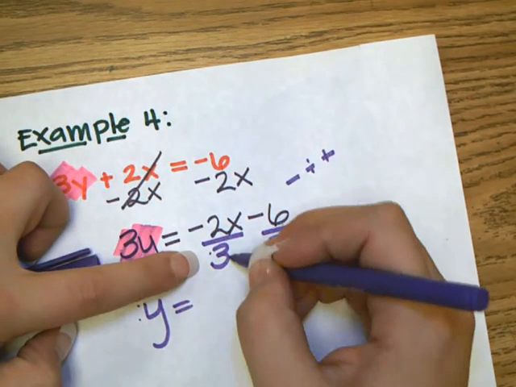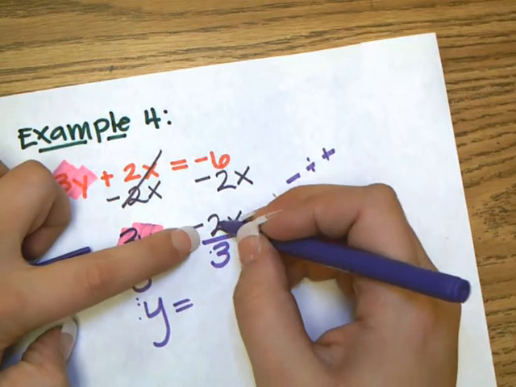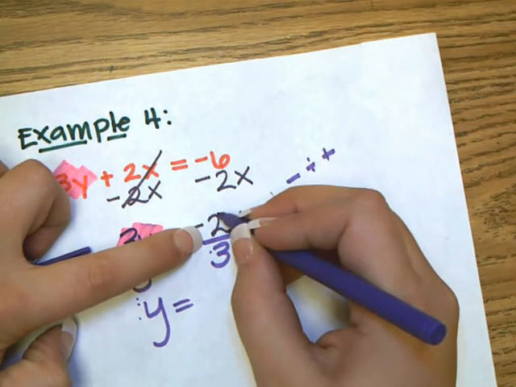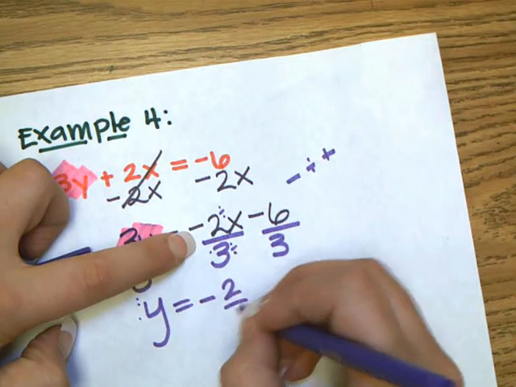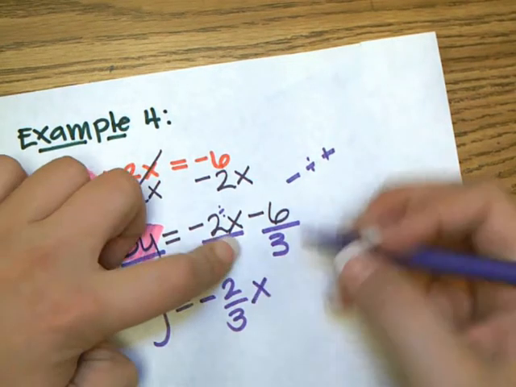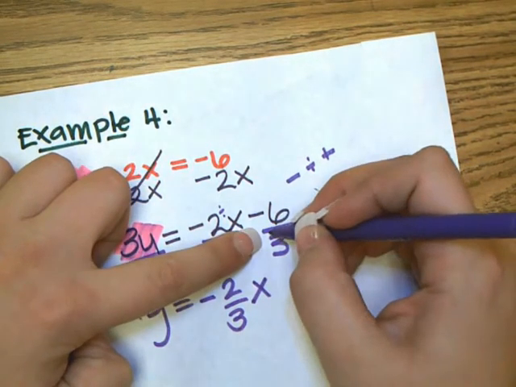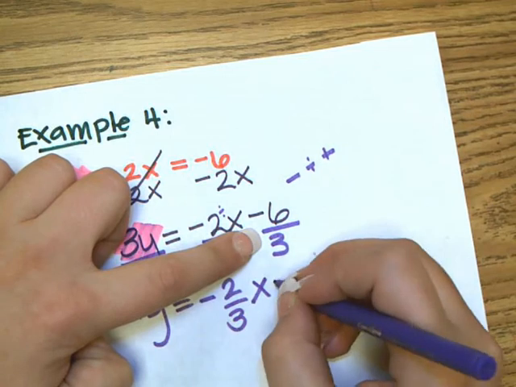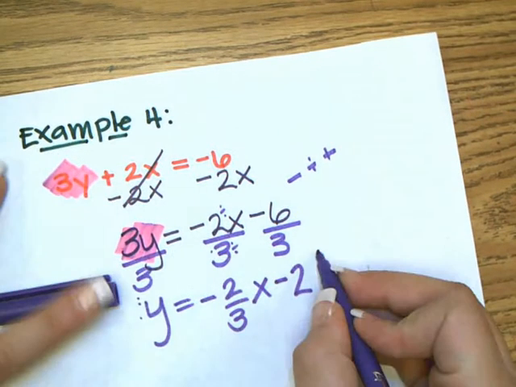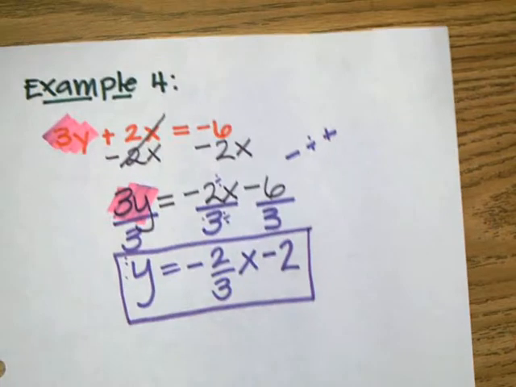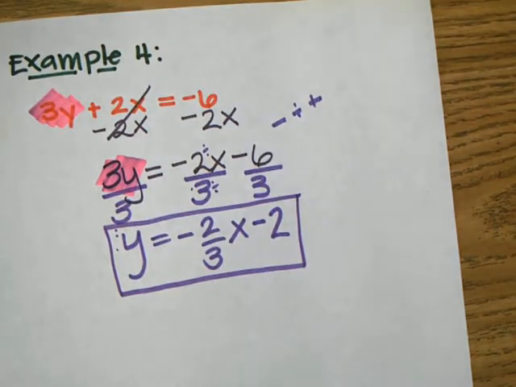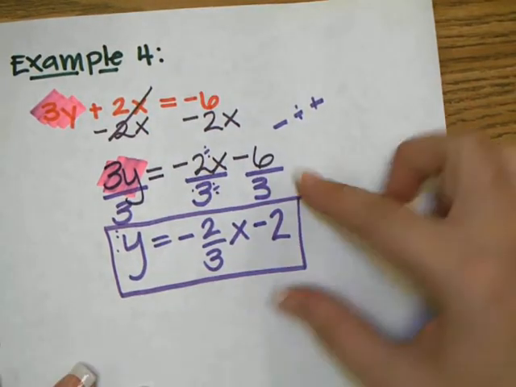So a negative divided by a positive is a negative. 3 can't go into 2, and 2/3 is already simplified. Nothing can divide into both of them, so we leave it as negative 2/3 x. Then negative 6 divided by 3 is negative 2. So now we have written our equation in slope-intercept form.